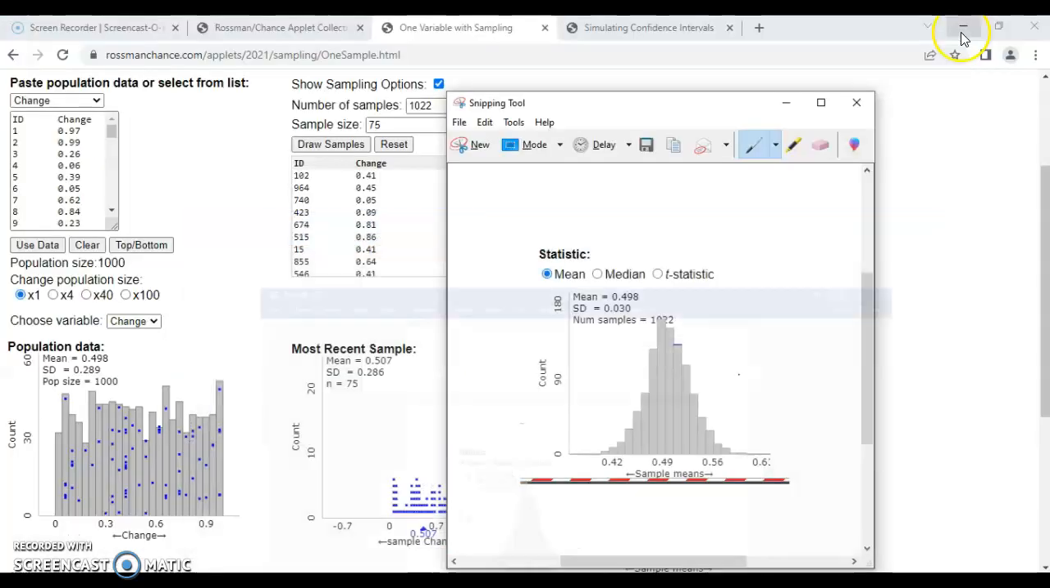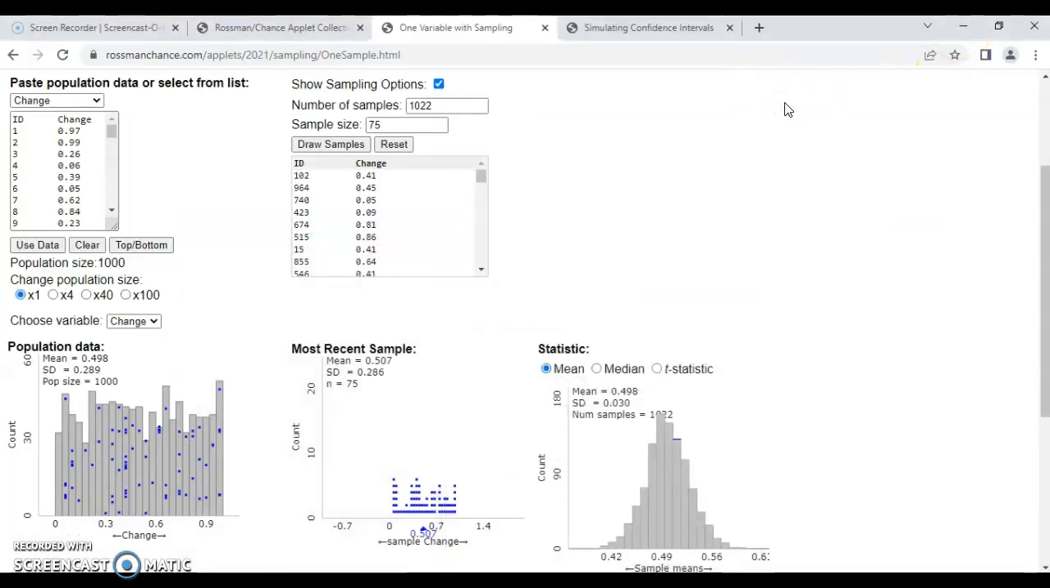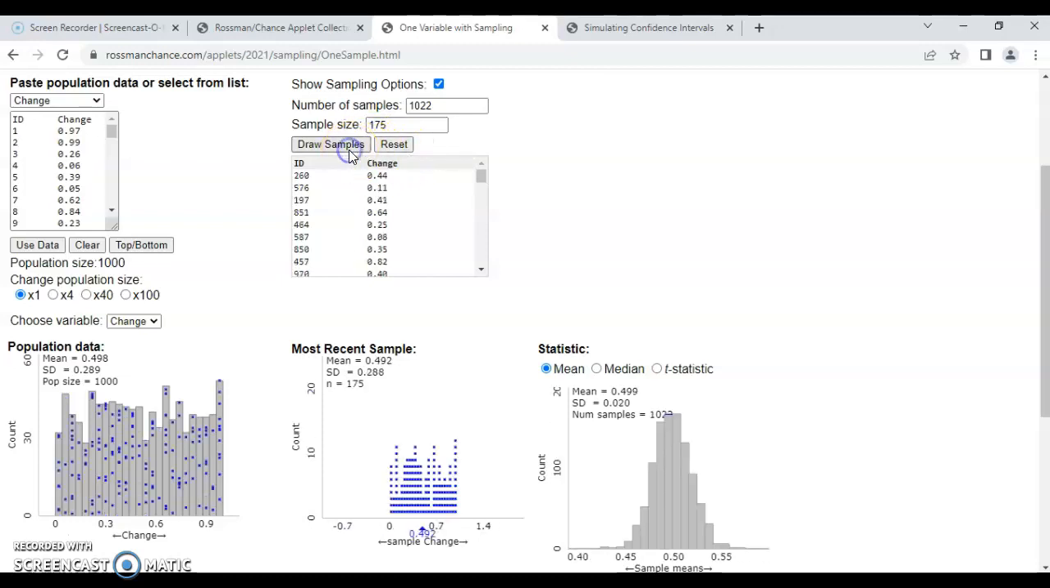Let's do it once more. And recall that there was another condition that said we should not sample more than 10% of the total population. So let's go over 10%. Let's say we sampled 150, right? Remember there's 1,000 individuals here, so 10% would be 100. So let's go over that. Let's say 175, and see what happens.